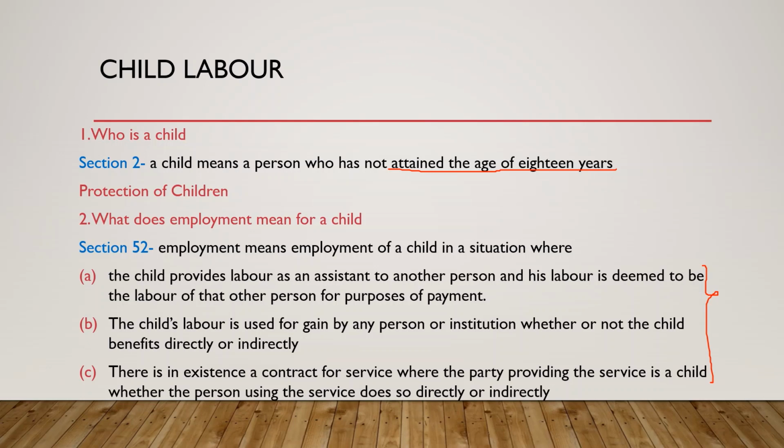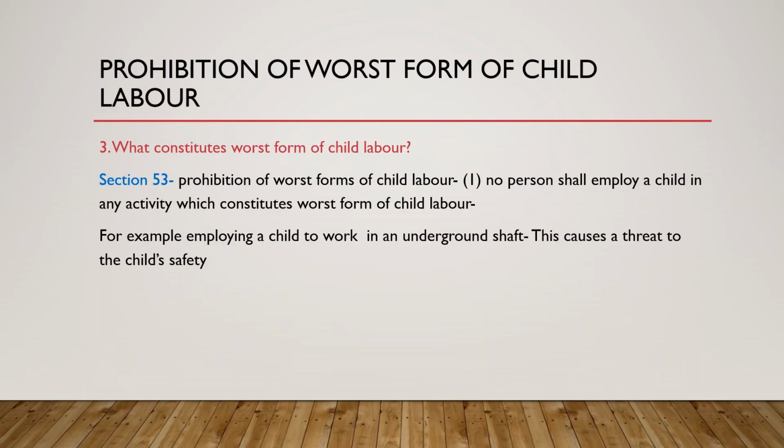So number one, we've appreciated that a child is a person who has not attained the age of 18, and now we've gone ahead to understand what employment means for a child. With that in mind, before I explain circumstances under which employment of a child will be acceptable according to the Employment Act of Kenya, I want you to first appreciate what constitutes a worst form of child labor. This is provided for under Section 53 of the Employment Act of Kenya.